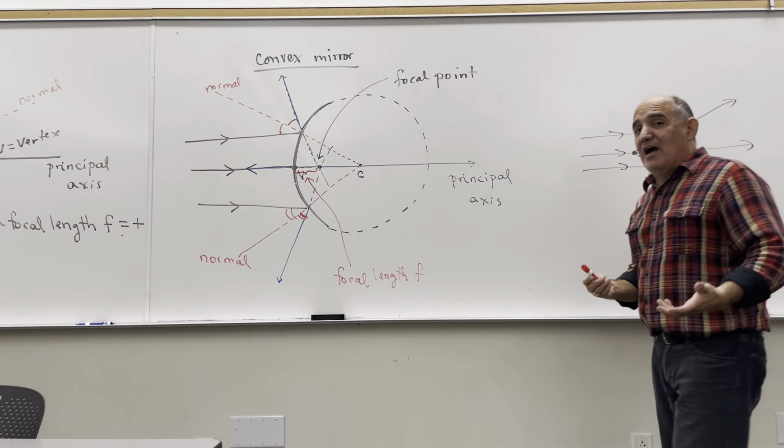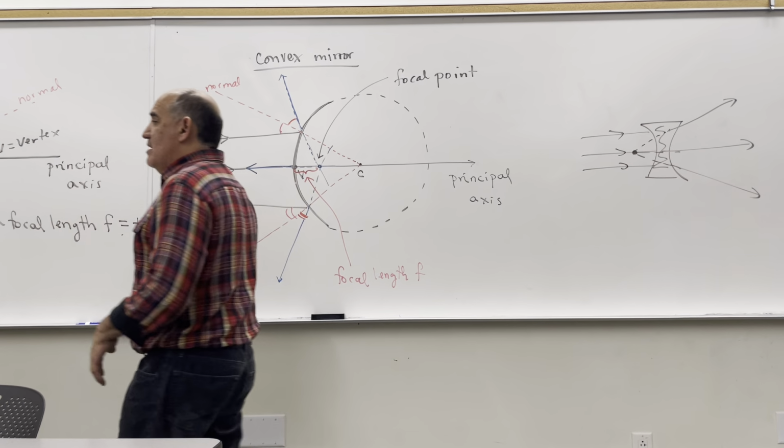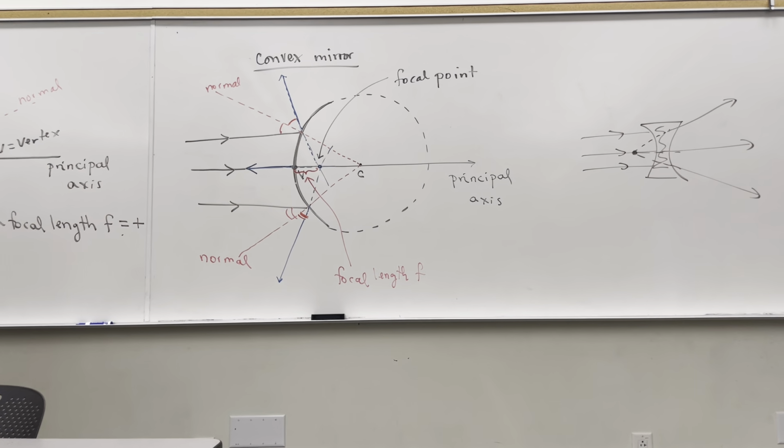So sometimes you're solving a problem and they tell you something about the object, they tell you something about the image, but they don't tell you if the lens or the mirror was convex or concave. If you plug the value for the object distance and the image distance into that formula at the far end over there, and F comes out negative, and it's a lens, it's a concave lens. But if it comes out negative and it's a mirror, it's a convex mirror.